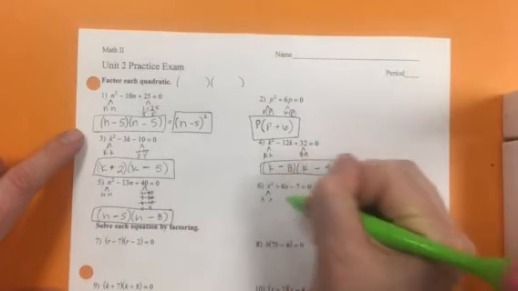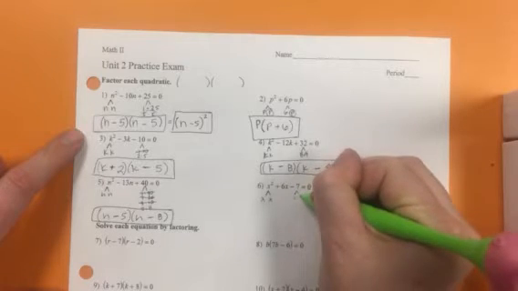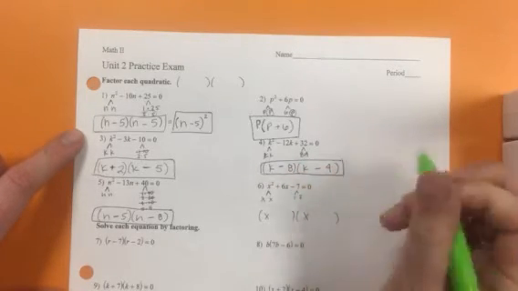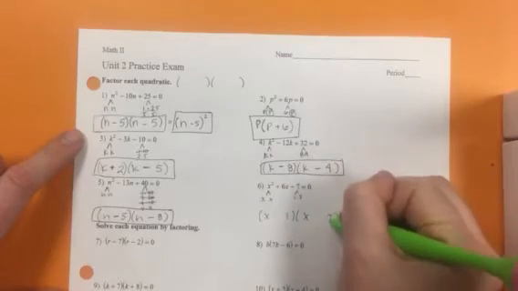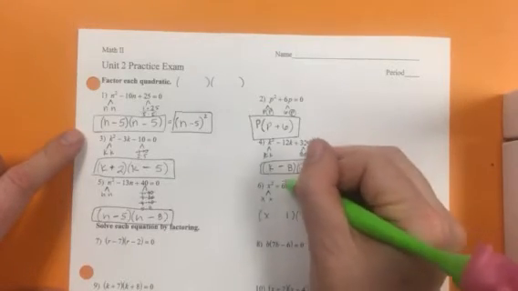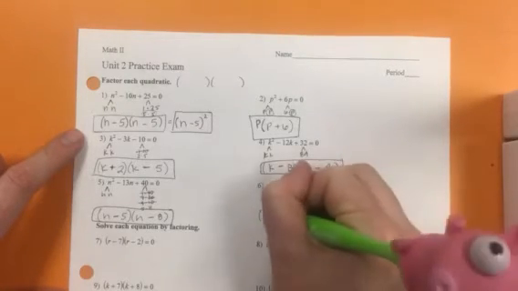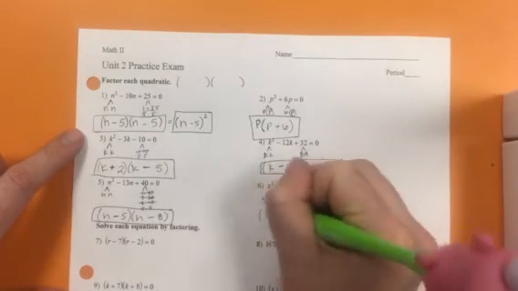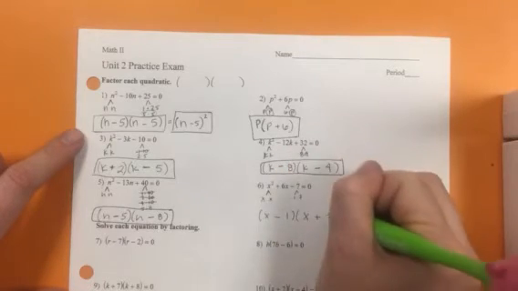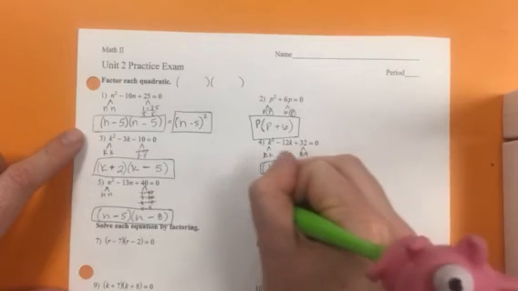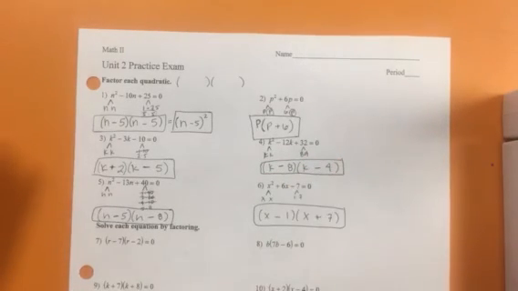X squared is x times x. The only multiples of 7 are 1 and 7, which makes it really nice to factor with a prime number. 1 and 7. It's a positive 6, which means the biggest number needs to be positive. 7 minus 1 equals 6. When I multiply 7 times negative 1, I get a negative 7. And that is how you factor a quadratic.